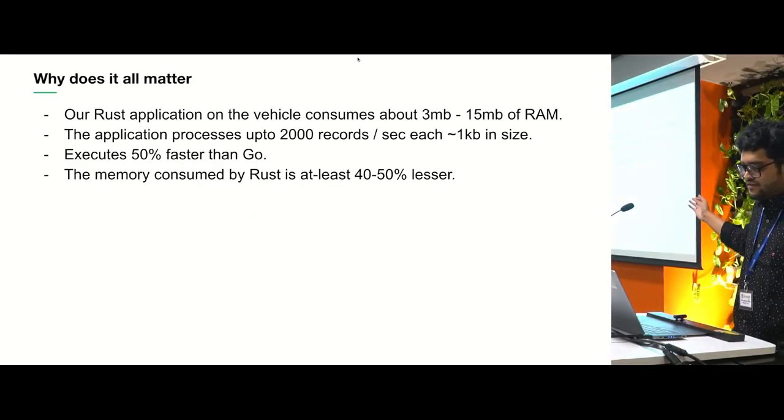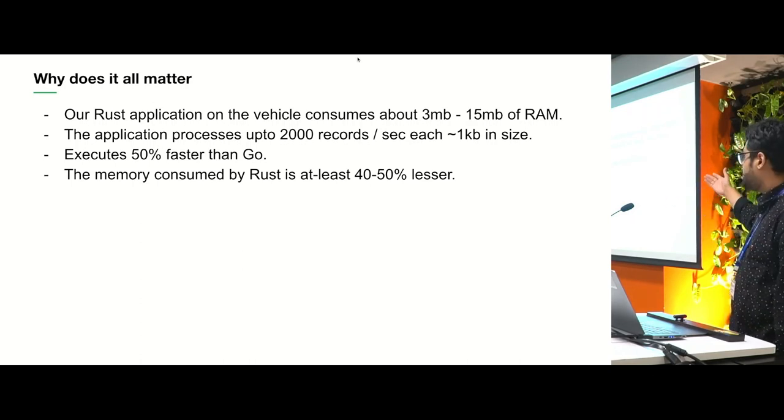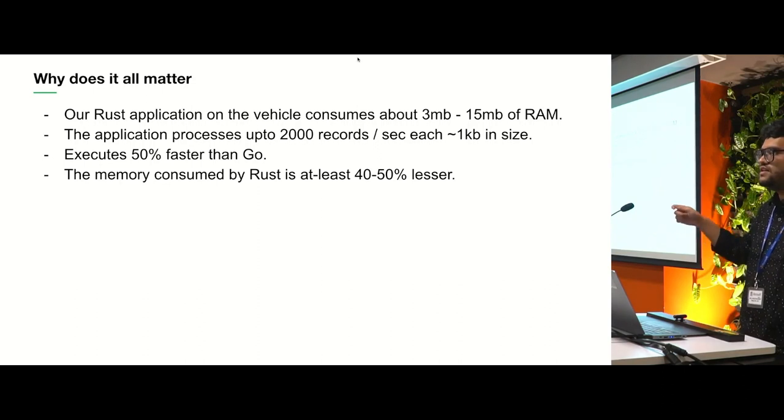So as I was saying, why does it all matter? When you look at the Rust application that we have, it is consuming around 3 MB to 15 MB of RAM right now, right? And this application processes about 20,000 records. Though intensive in data, I don't want this to consume everything. Even 3 MB to 15 MB matters to me a lot. It is a lot to me. How much ever I can save here, I can actually give it to someone else to do a few more things.